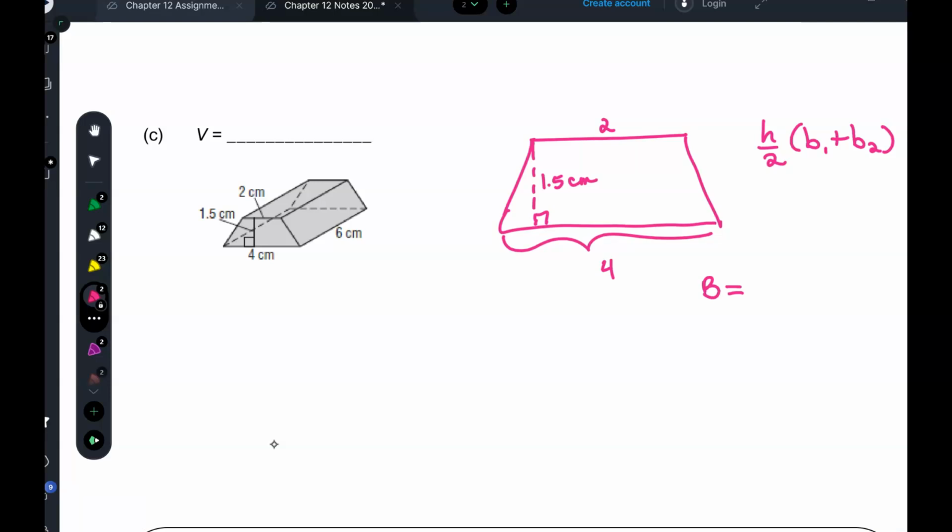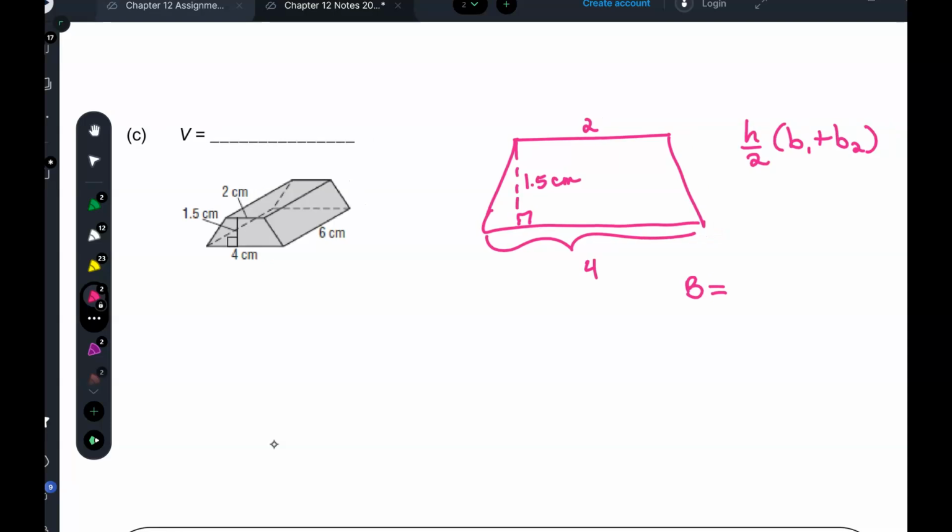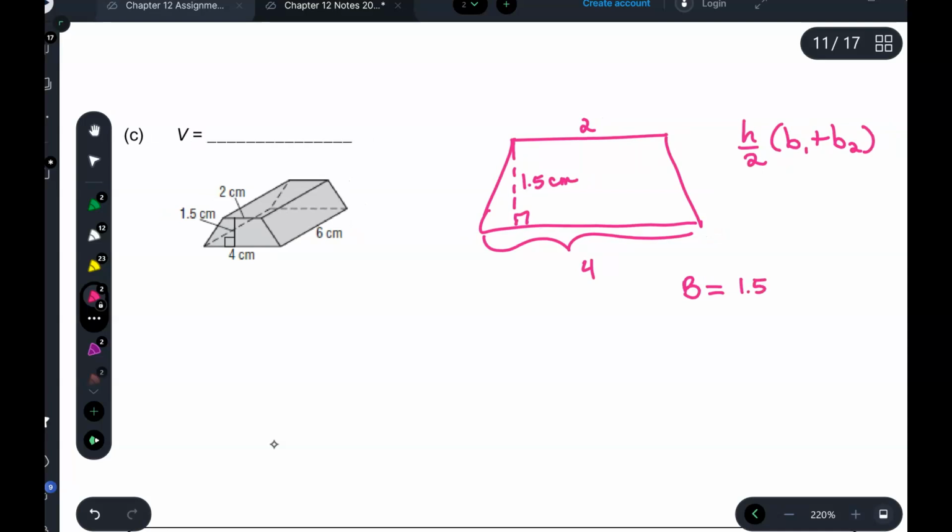No, we forgot it already. Do we have it? We'll see. Okay, what's the area of that trapezoid? What's the height? Oh, 1.5 centimeters. Okay, 1.5 over 2, and then 2 plus 4.